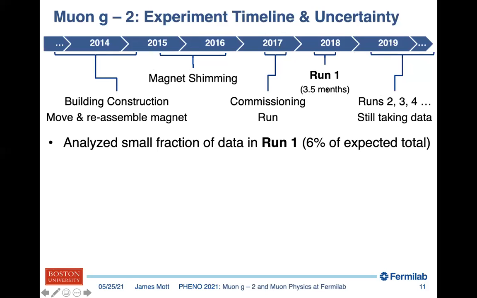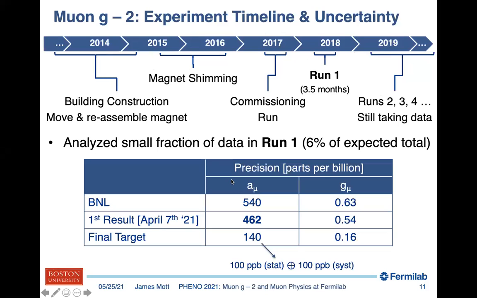Now with this Run 1, what uncertainties can we expect? So here are the precisions that we've got. I'll remind you the Brookhaven precision was 540 parts per billion. This first result, which was released on April the 7th, has a precision of 462. So we're about 15% better than Brookhaven, even with this small fraction of our expected target.